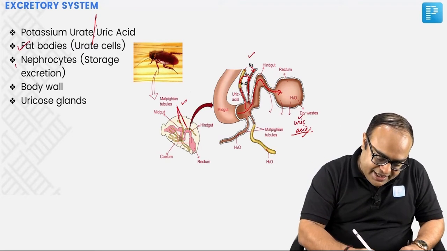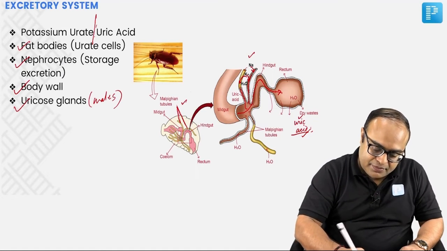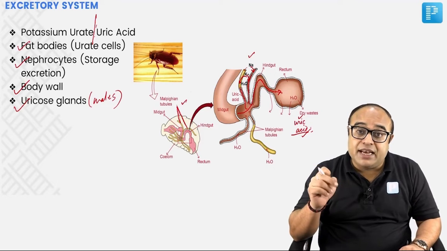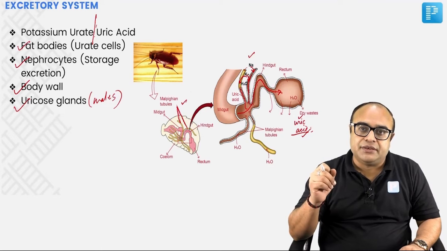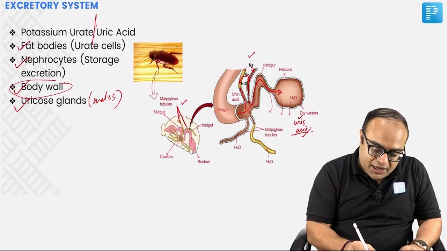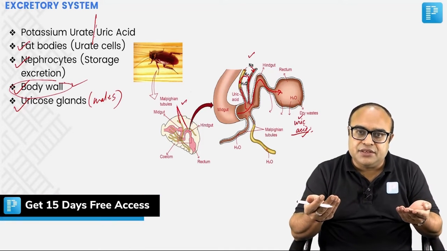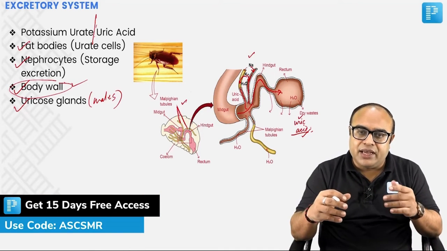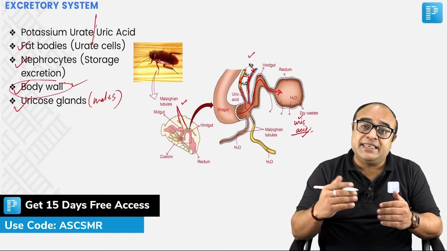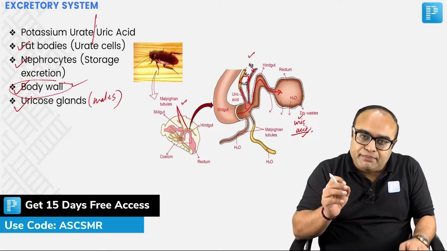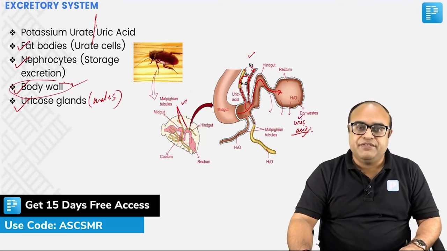Then the fat body, nephrocytes, body wall and uricose gland in males help in excretion. So this question can be asked to you people in the NEET examination: which of the following is not helping in the excretion? Most of the guys get confused with the body wall. Actually, I have told you that this uric acid and other waste are deposited on the wall of the body and eliminated at the time of molting. So remember this point, that the body wall also plays a part in the excretion of nitrogenous waste.